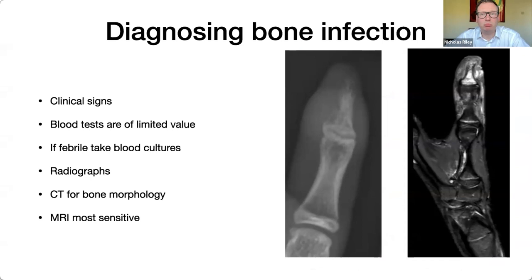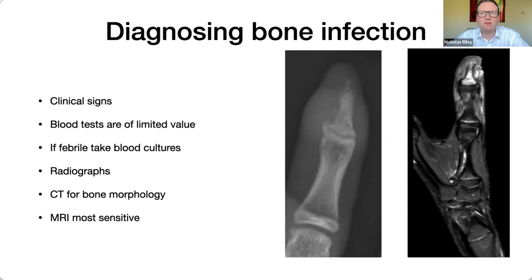But at a week, we can start to see things such as osteopenia, bone destruction, breaches in the cortices, and periosteal reaction. At around 10 days, we can start to see sequestra forming, and sometimes the bones can be generally osteopenic due to the disease. MRI remains the most sensitive test as regards imaging to diagnose osteomyelitis.